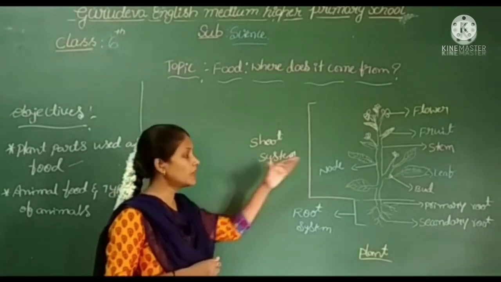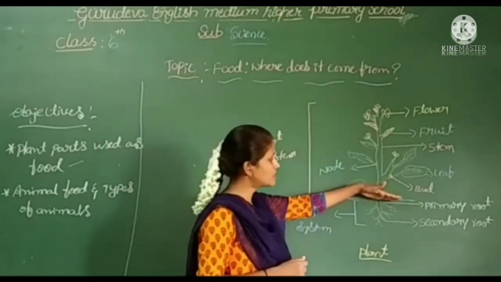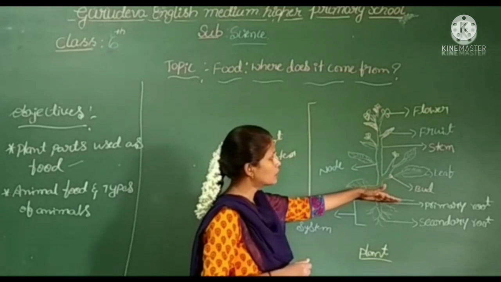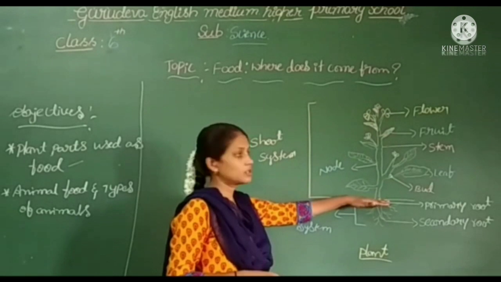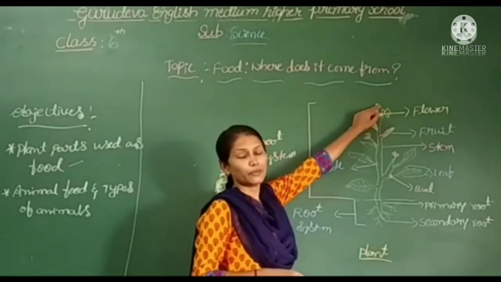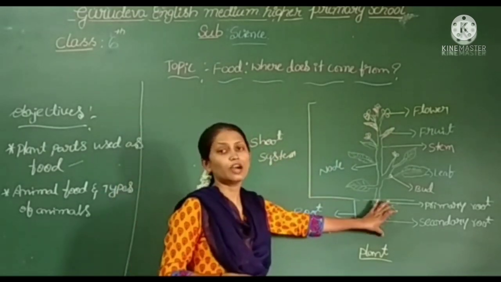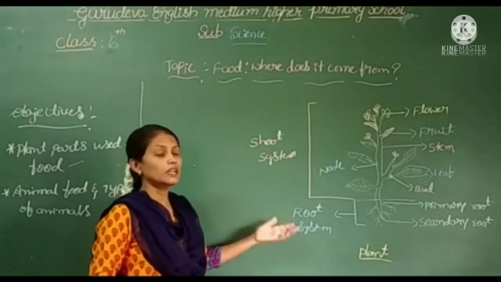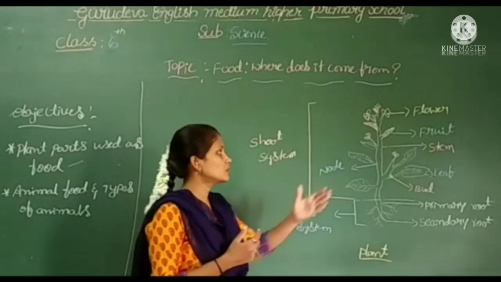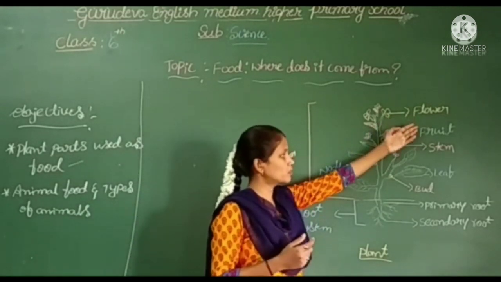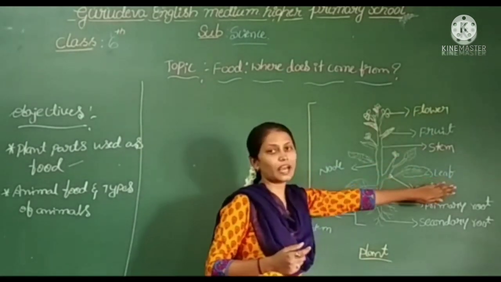The shoot system is nothing but everything above the roots up to the tip, the apex of the plant. From above the roots, all parts we refer to as the shoot system. And regarding the roots, we have the root system. What does the shoot system have? It has different parts, containing the flower, fruit, stem, leaf and bud. All these parts we refer to as the shoot system.